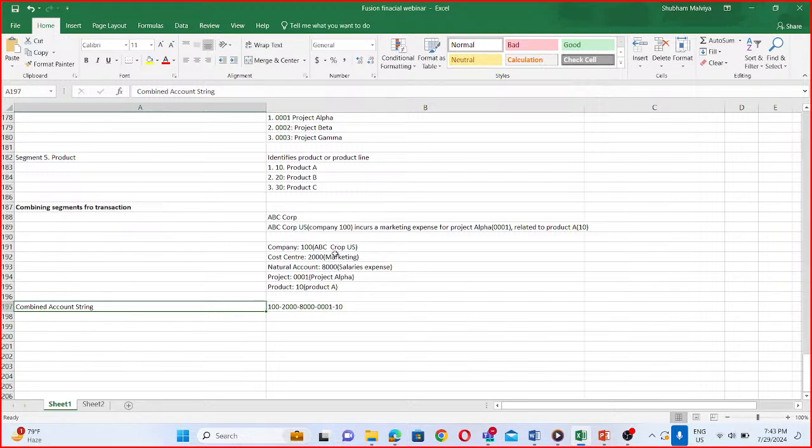So I hope you understand today's session. Let's wait for tomorrow. In tomorrow's session, we are going to create the segments and then combine the account string, and tomorrow we will see the live example.